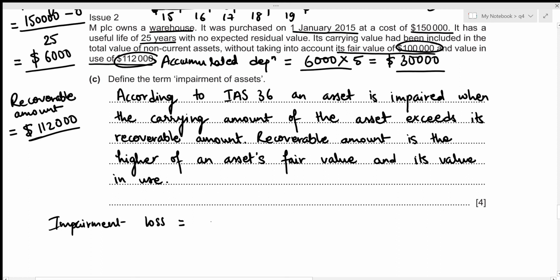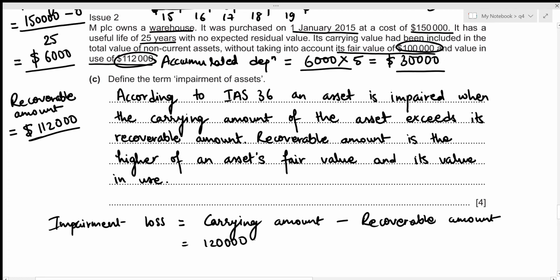This is just going to be the difference between carrying amount and the recoverable amount. We figured out our carrying amount to have the value of 120,000, and we figured out our recoverable amount to have the value of 112,000, which gives our impairment loss to be 120,000 minus 112,000, which results in the value of 8,000. So the problem with second issue is that recoverable amount is higher of fair value and the value in use, right? And the carrying value is obviously more than the recoverable amount, therefore leading to an impairment loss.